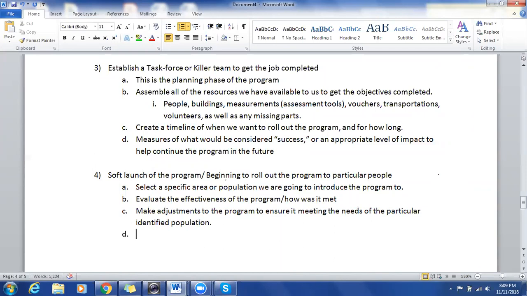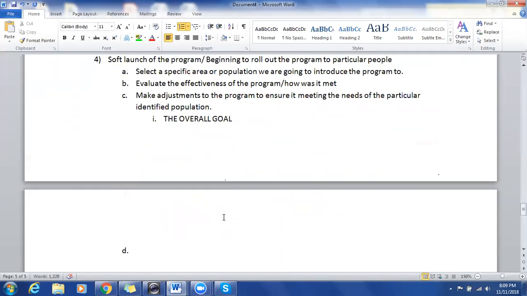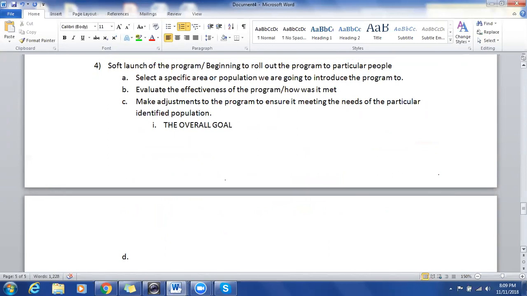And with this, you want to keep in mind the overall goal, because that's why we're launching: to make sure the overall goal is still being met. So the changes we make need to reflect the overall goal rather than something we make up that might be a different program. This is where we want to have accountability or program team meetings to ensure everyone's perspective is met.